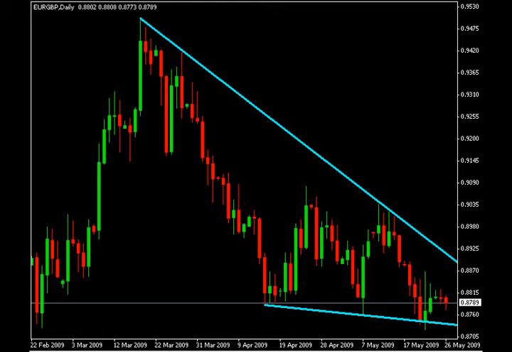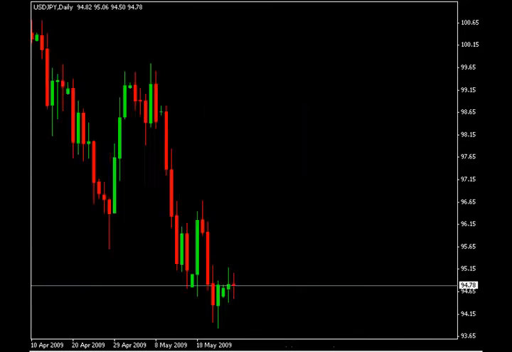The trend is your friend. Now, with that said, we know that the euro is slightly weaker than the pound, so we want to look to sell short the euro or buy the British pound. Now let's take a look at a daily chart of the dollar yen.